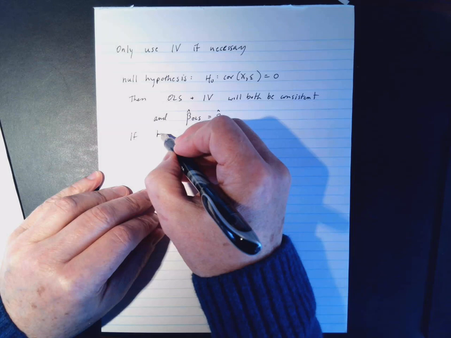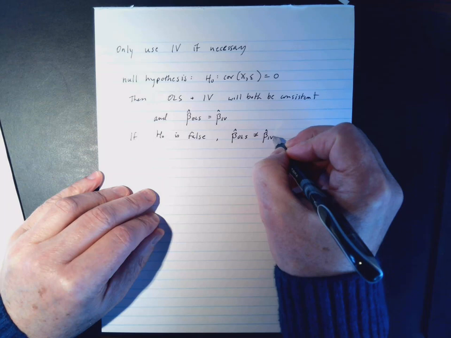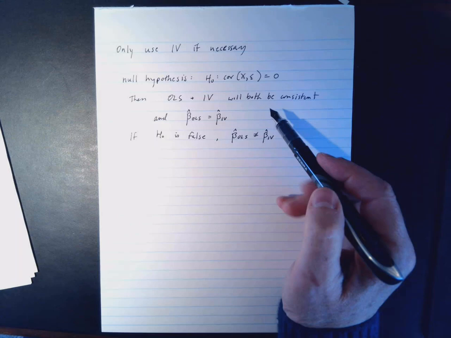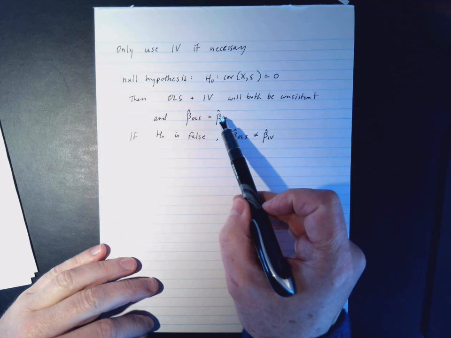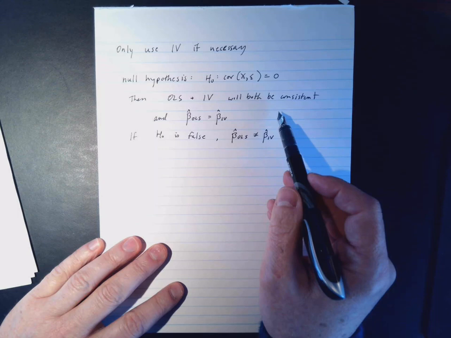Now, if the null hypothesis is false, then in this case, the instrumental variable estimator won't equal the OLS estimator because the OLS estimator will be biased. So if this holds true, they're both going to be consistent and they'll equal each other. But if this is not true, so if that covariance is not equal to zero, the instrumental variable estimator will still be consistent, but the OLS estimator will be different. It will be biased.